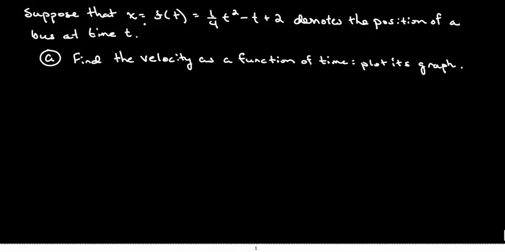Suppose that x, which equals f of t, is given by this function: 1/4 t squared minus t plus 2. And that denotes the position of a bus at some time t. Part A says find the velocity as a function of time and then plot its graph. So let's go ahead and find the velocity.